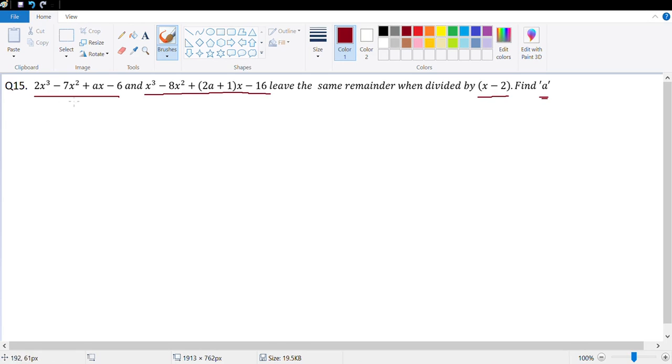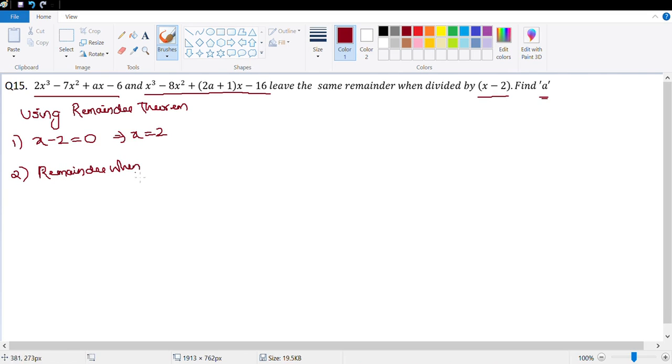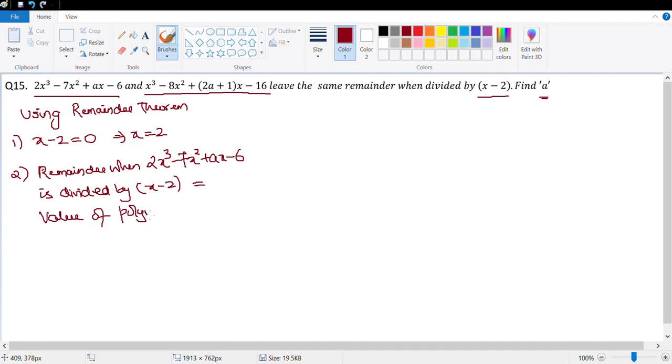So let's go ahead and look at the first polynomial first. Since they are leaving a remainder, using the remainder theorem, what we have is x minus 2 is equal to 0, which means x is equal to 2, which means the remainder when 2x cube minus 7x square plus ax minus 6 is divided by x minus 2 is equal to the value of the polynomial when x is equal to 2.